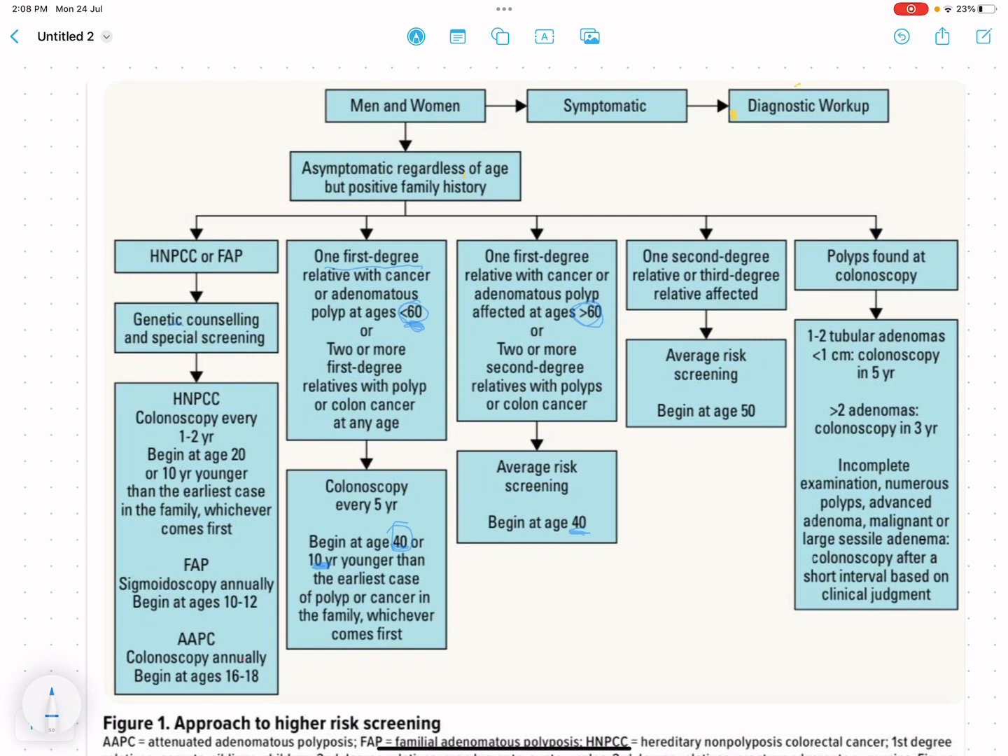In case of 2 or more second-degree relatives with polyps or colorectal cancer, this is also carrying average risk. So the screening is going again to start at the age of 40. So we are going to start the screening at the age of 40 in 3 situations: if one first-degree relative has cancer or adenomatous polyps before 60 years old, or after 60 years old, or if the relatives are second-degree, but 2 or more family members have polyps or colorectal cancer.